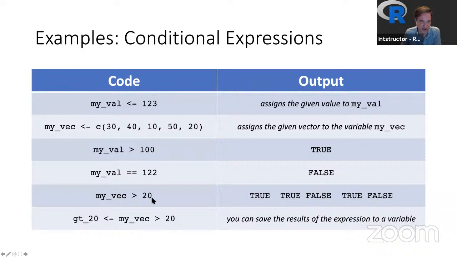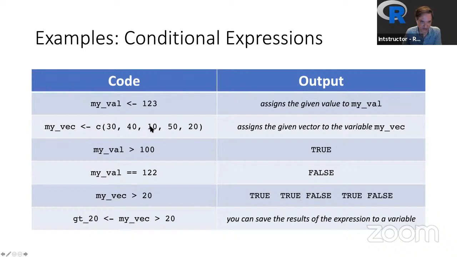Is myvec greater than 20? Let's try to decode what that means. What does it mean for a vector to be greater than 20? R asks this question over and over for each element in the vector. So it asks the question, is 30 greater than 20? And the answer is yes, true. Then it asks, is 40 greater than 20? The answer is yes, so we get a true for the second thing.